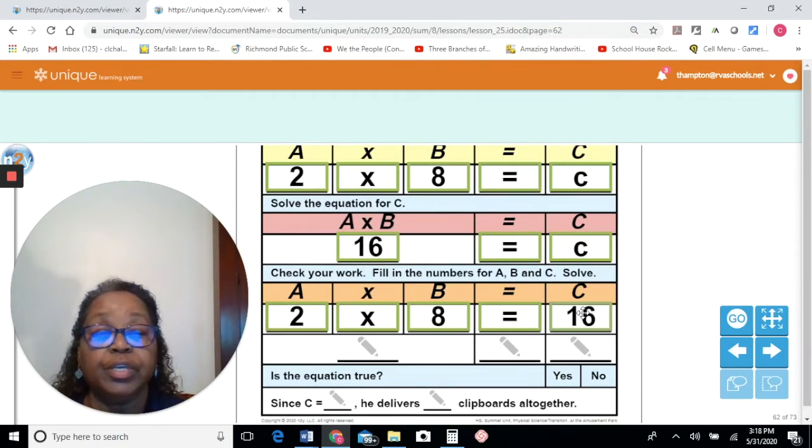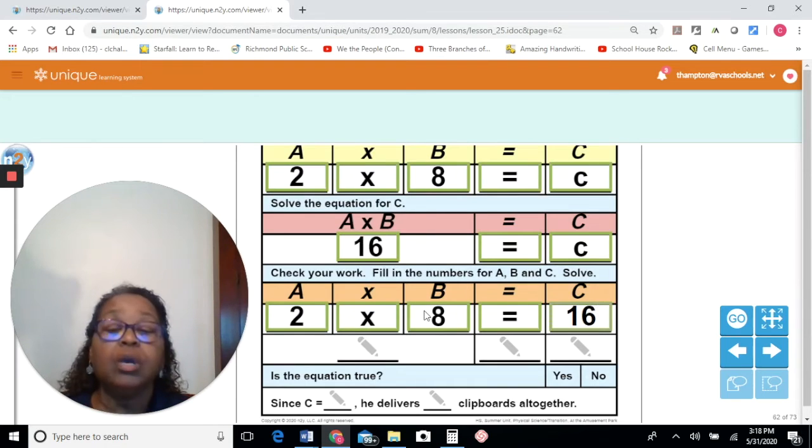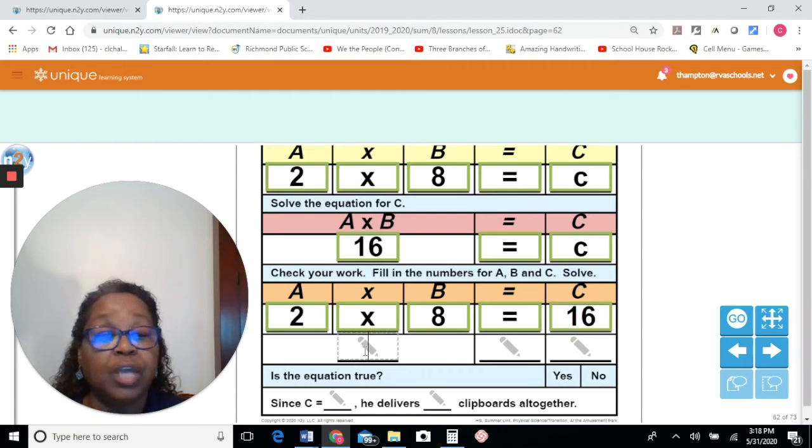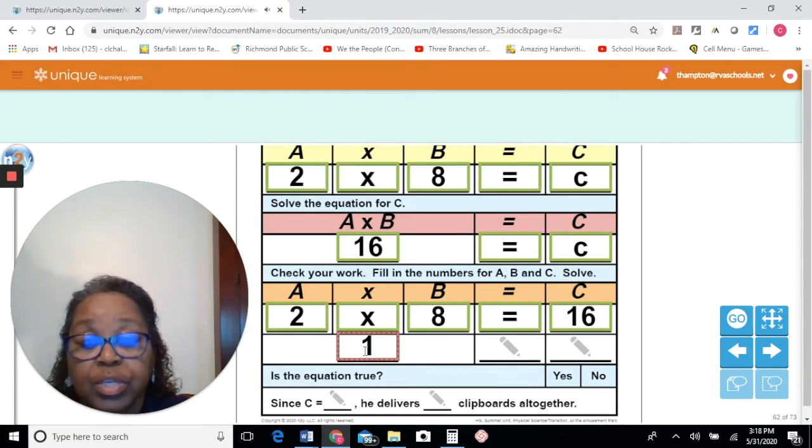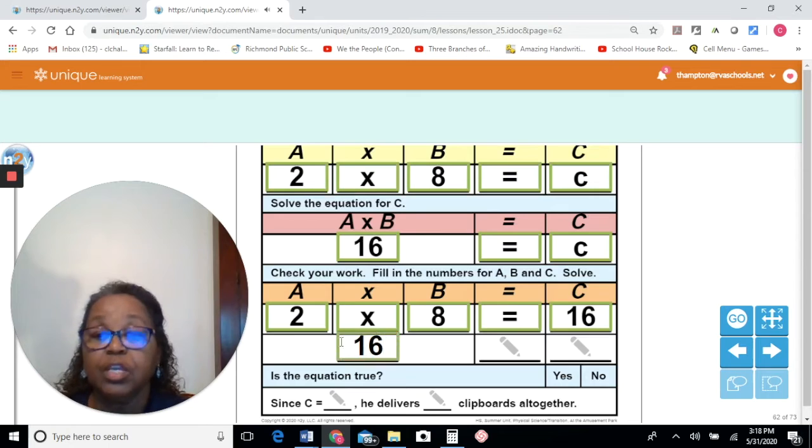What we're going to do is we're going to solve this side because we don't want to leave it 2 times 8. That's still a mystery. We need to solve that side of the equation sign. So let's put that in. 2 times 8, and we know it's 16. We used our calculator. 2 times 8 is 16.